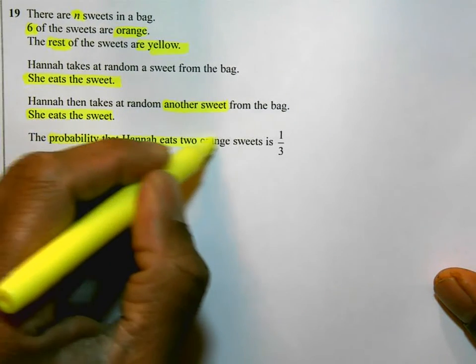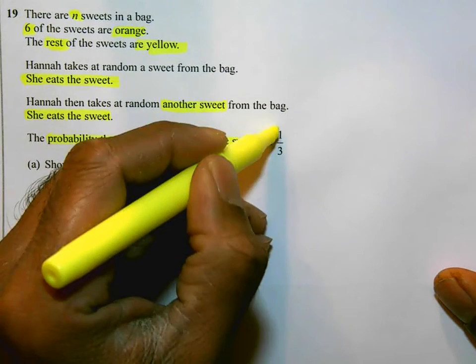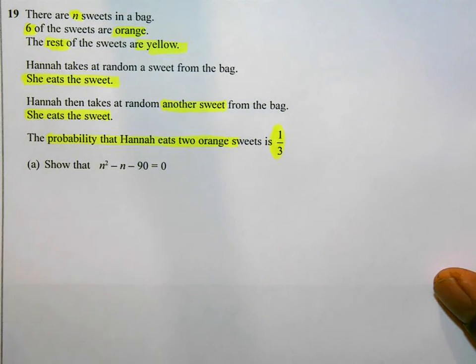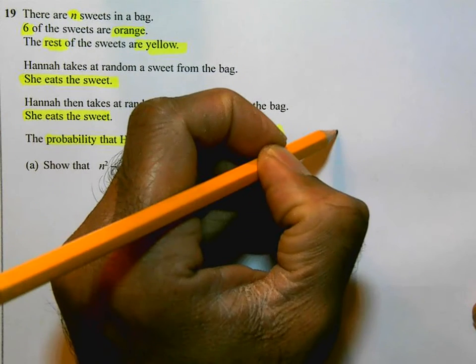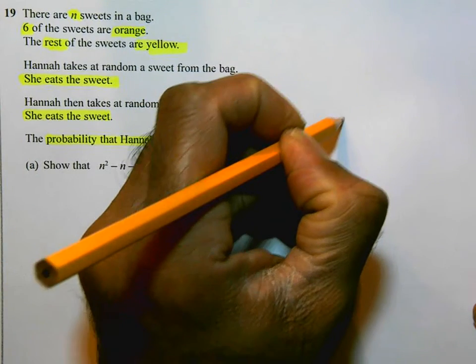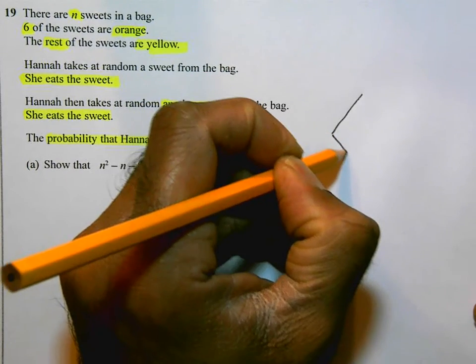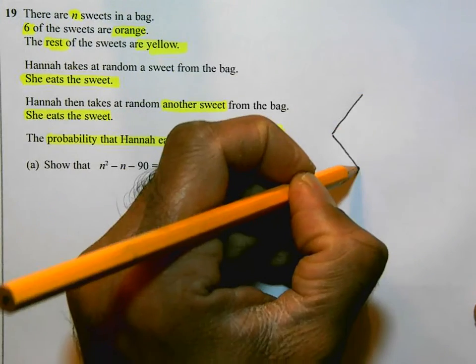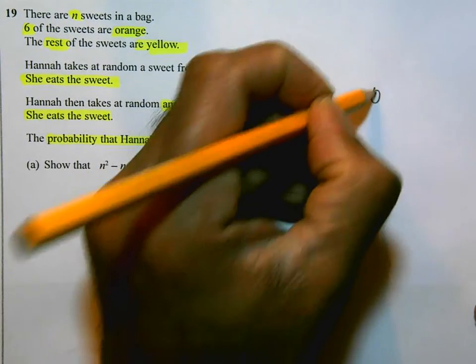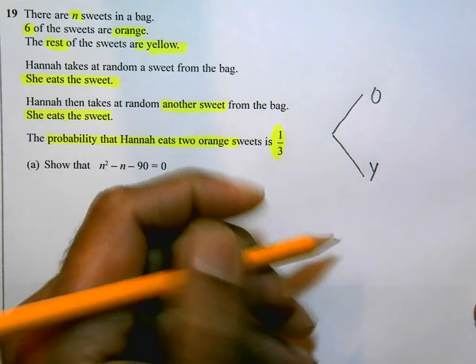Now, from reading this question so far, this question reads as a tree diagram, probability type question. So I'm going to draw a tree diagram to show this. To begin with, there are 2 different colors of sweets in the bag, orange and yellow. The probability of picking an orange sweet, there are n of them all together, and 6 of them are orange, so it's 6 over n.